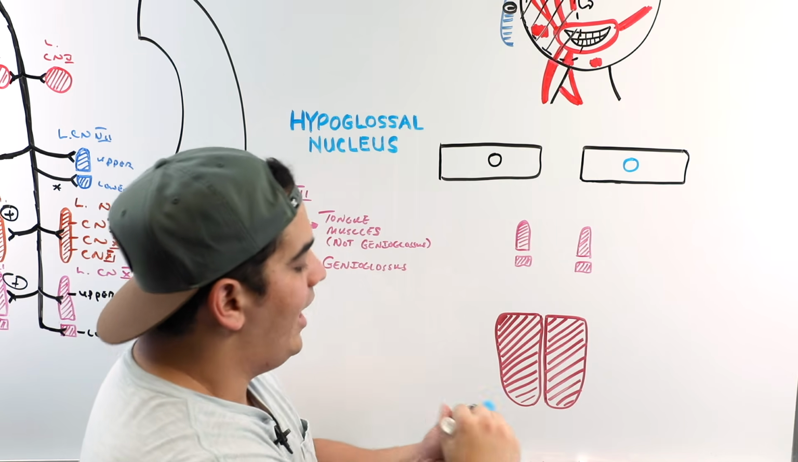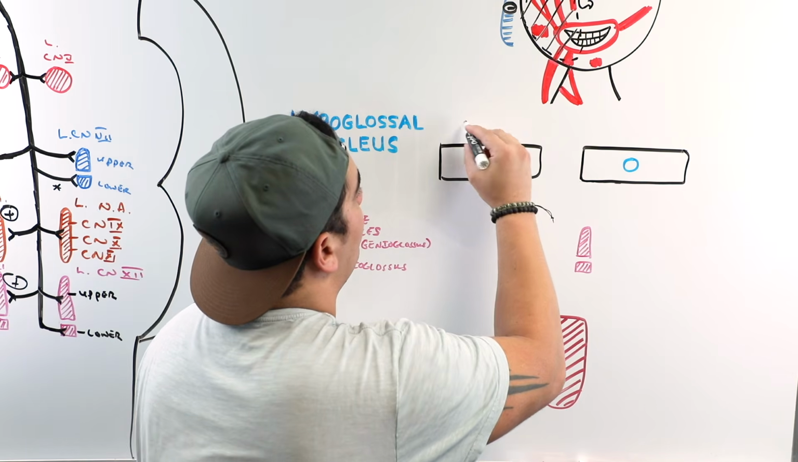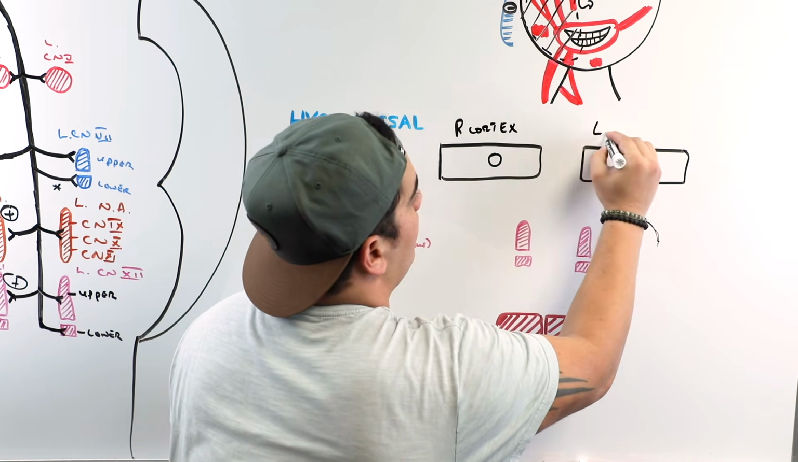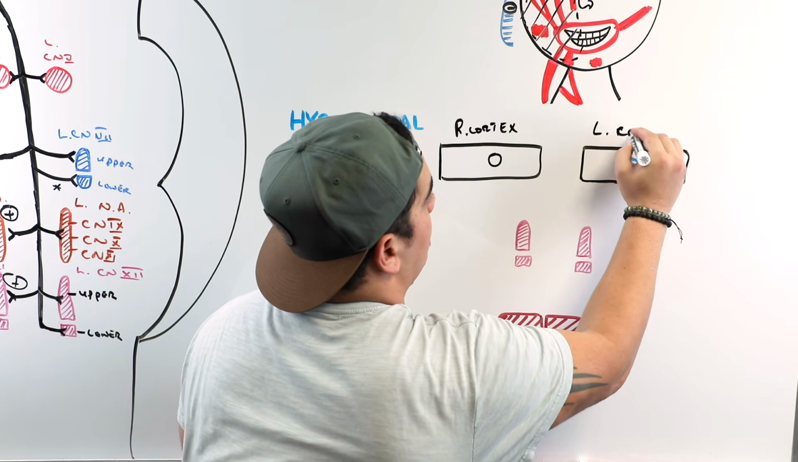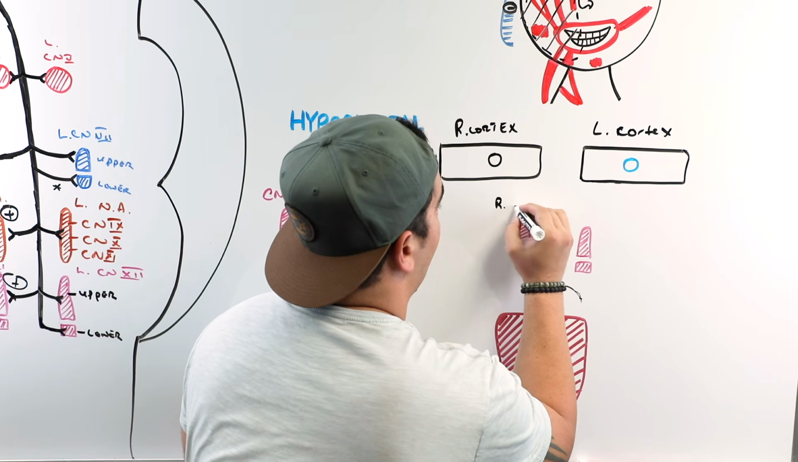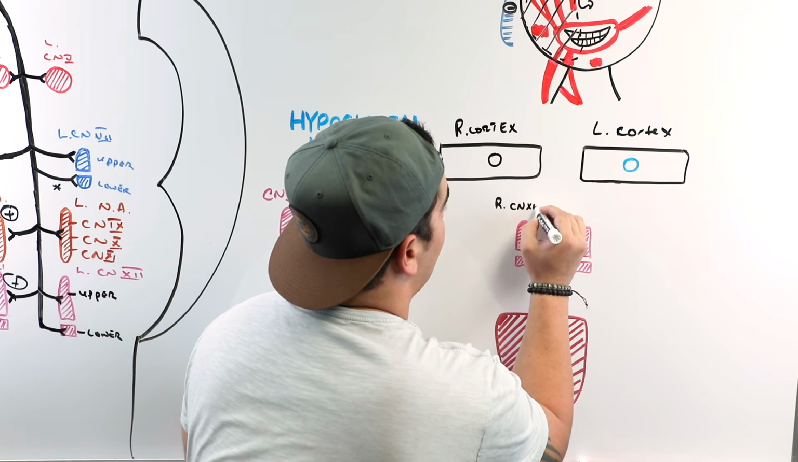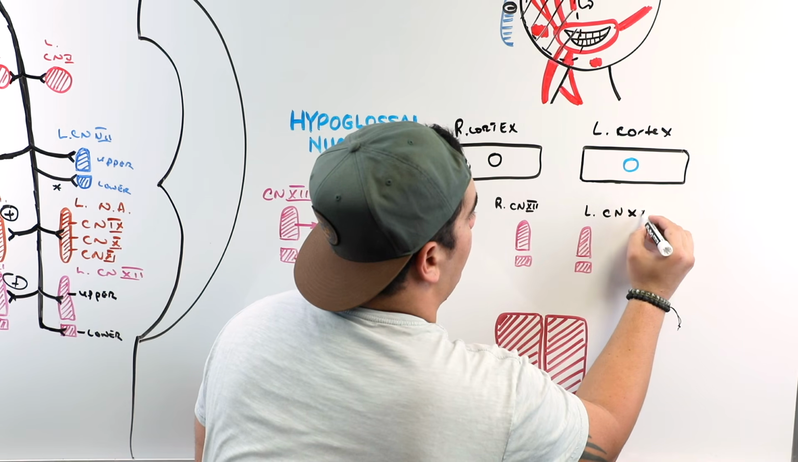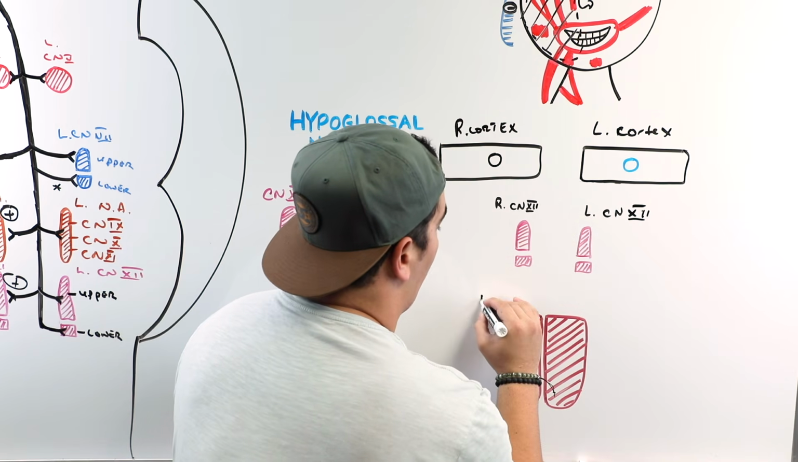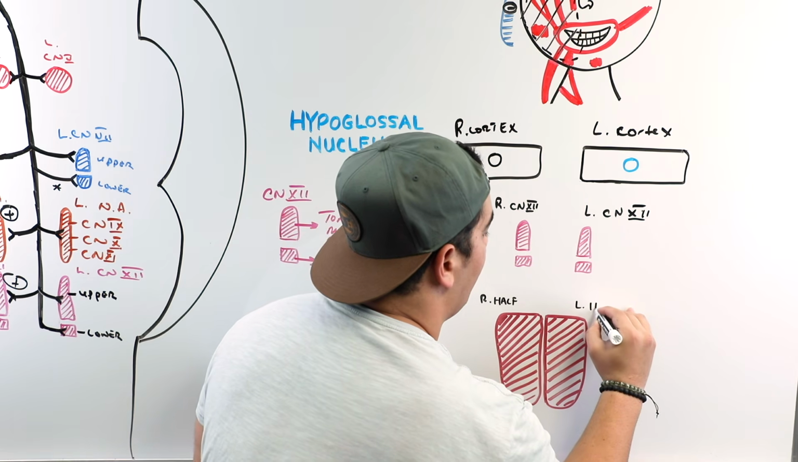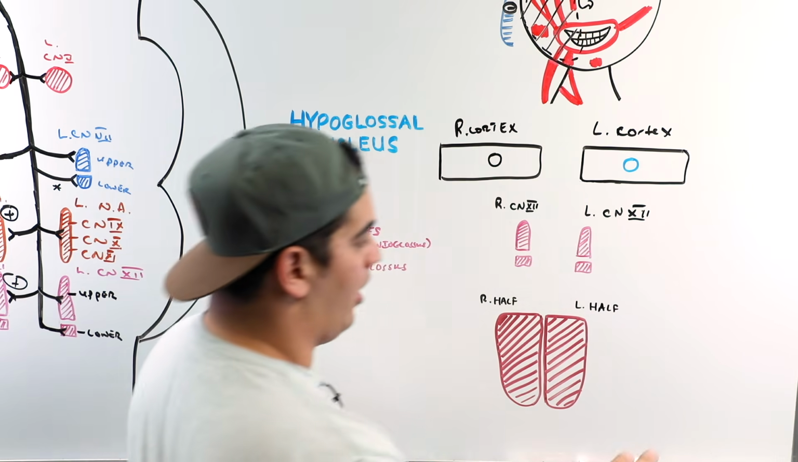Now, let's take the same example here. Here is your right cortex. Here is your left motor cortex. Here is the hypoglossal nucleus. This is your right hypoglossal nucleus. This is your left hypoglossal nucleus. This is the right half of the tongue. This is the left half of the tongue.